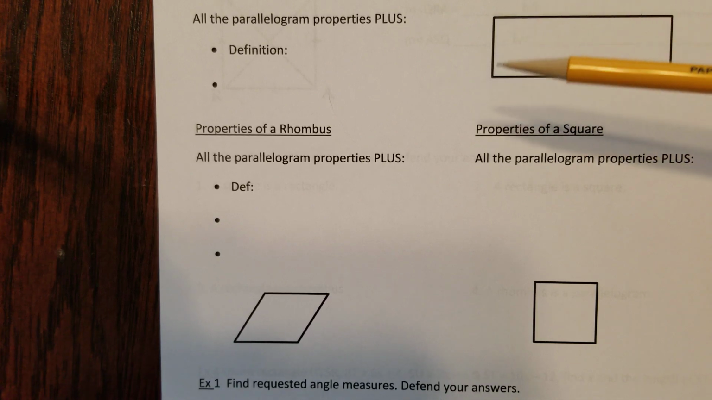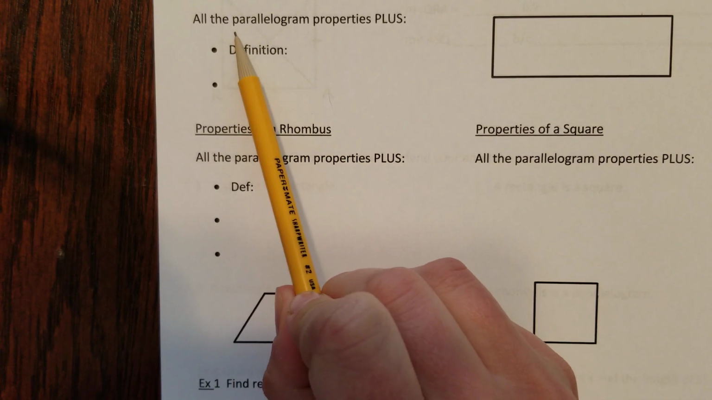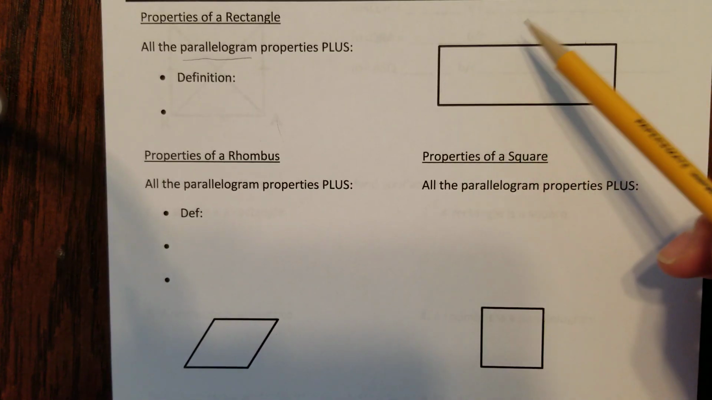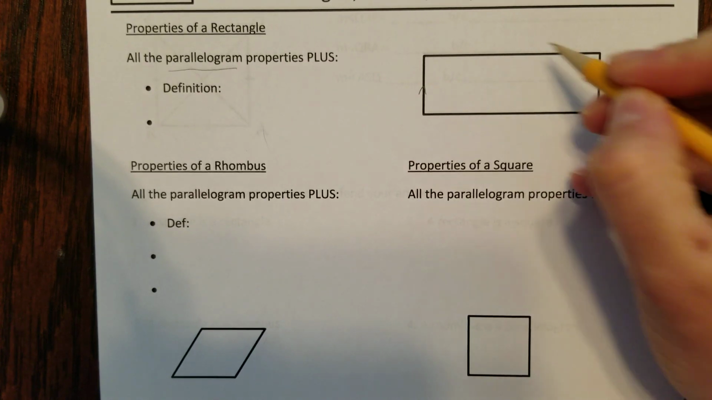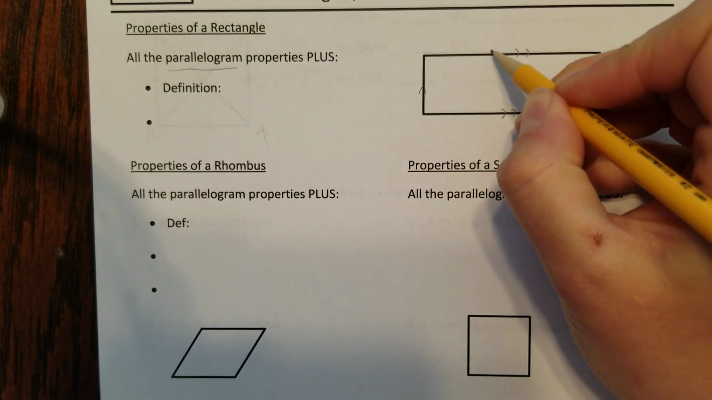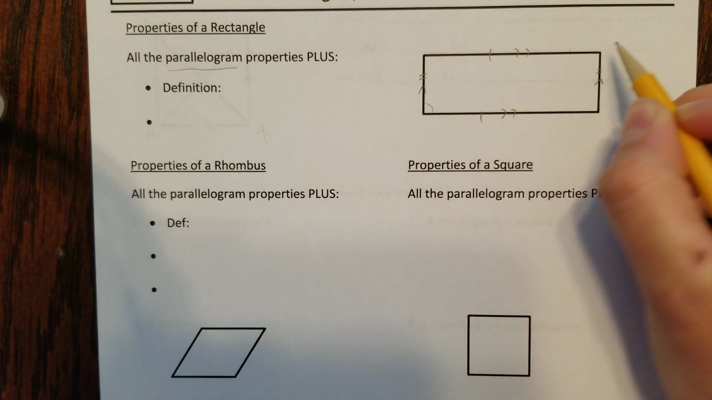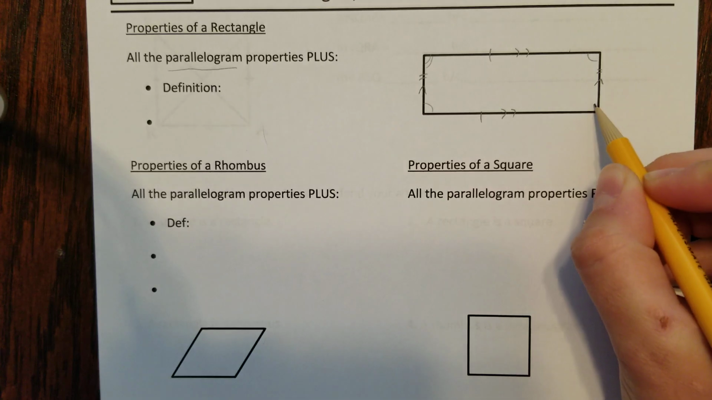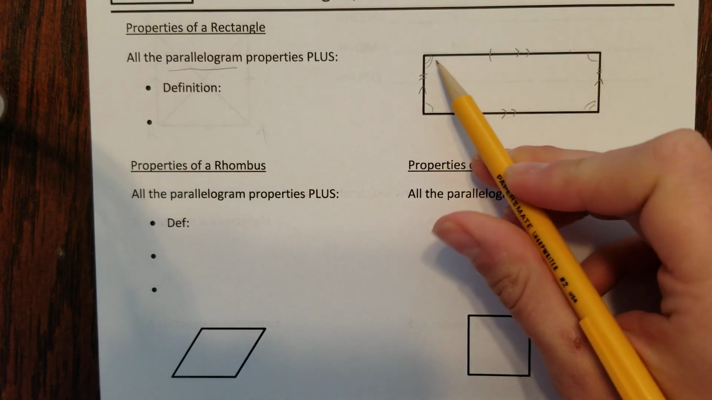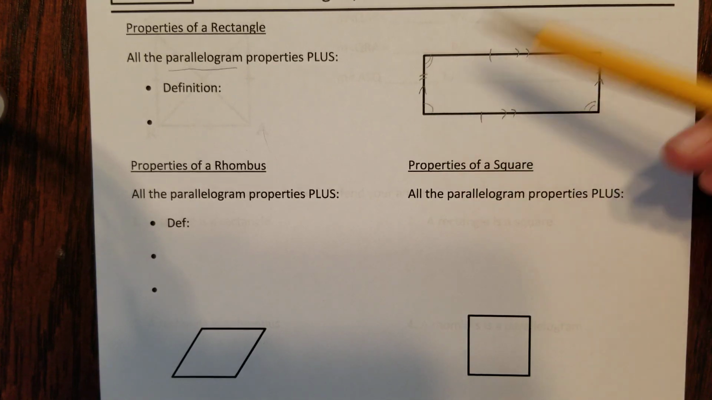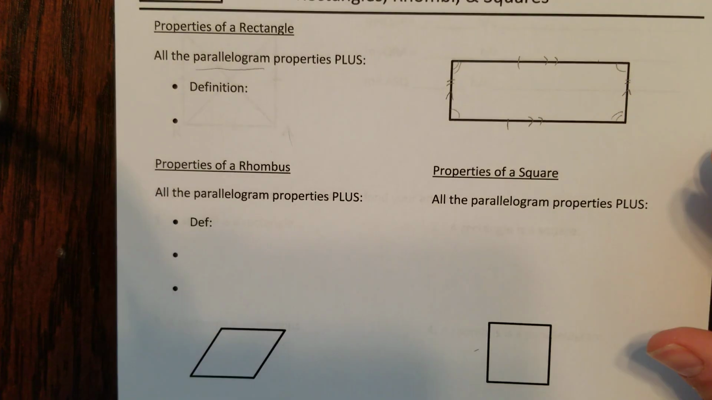A rectangle, a rhombus, and a square, they're also all parallelograms, which means opposite sides are parallel, opposite sides are congruent, opposite angles are congruent, the diagonals bisect each other, so they'll cut each other in half. Just to keep my picture kind of clean, I'm not going to draw that in there. And then what's that last one we're missing? Oh yeah, consecutive interior angles are supplementary.